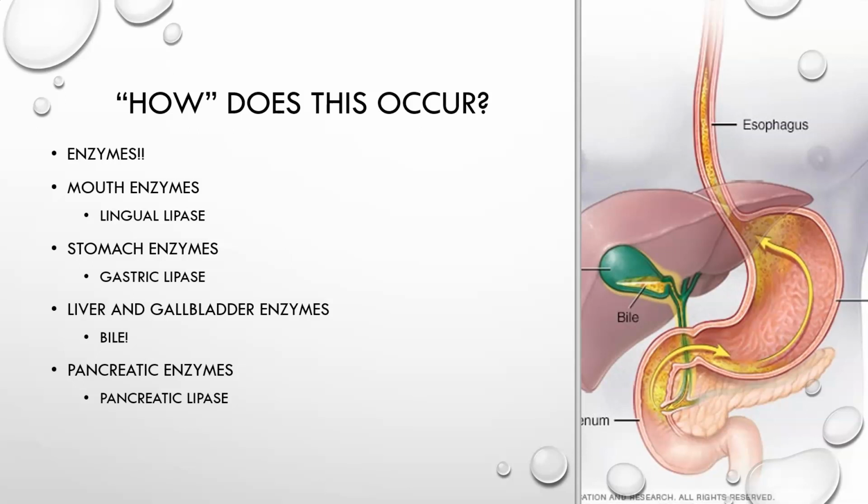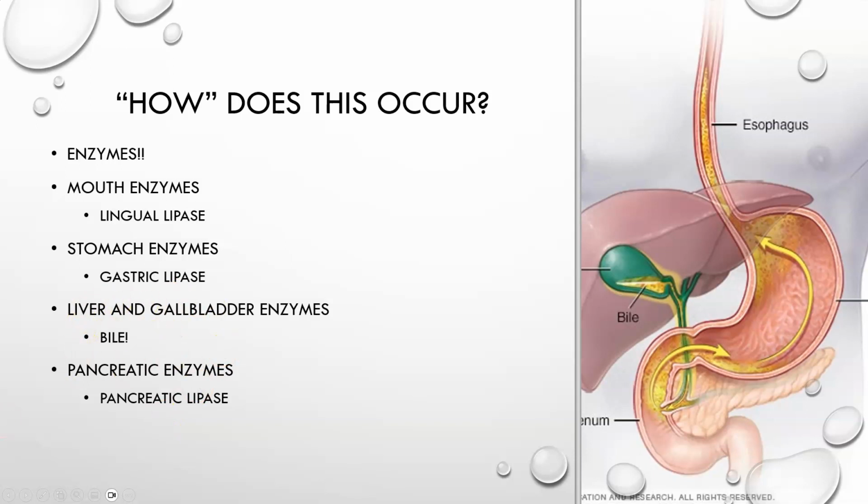So let's answer the how, right? So you'll notice an etymological pattern on the slide. You'll see it repeats: lipase, lipase, lipase. Now remember that. We know that lipid is another term for fat. And so therefore, we can ascertain that the enzyme lipase is the primary enzyme responsible for lipid breakdown. Now, in the mouth, we've got lingual enzymes. In the stomach, we've got gastric enzymes: lingual lipases, gastric lipases. And then the pancreas, of course, secretes pancreatic lipase.